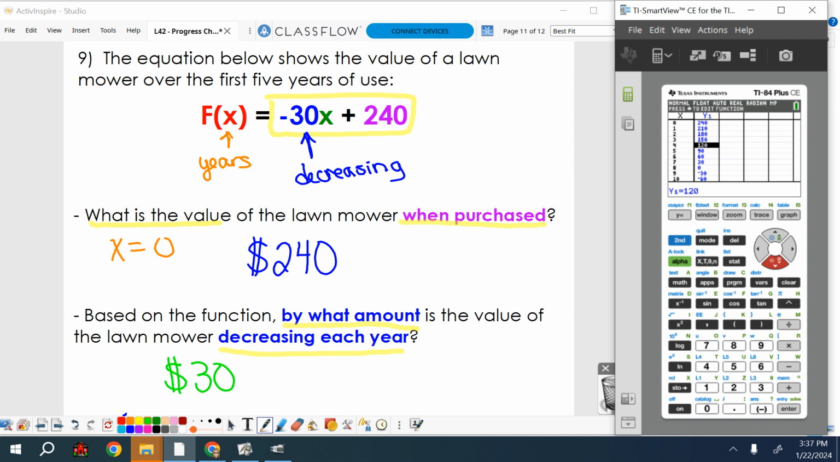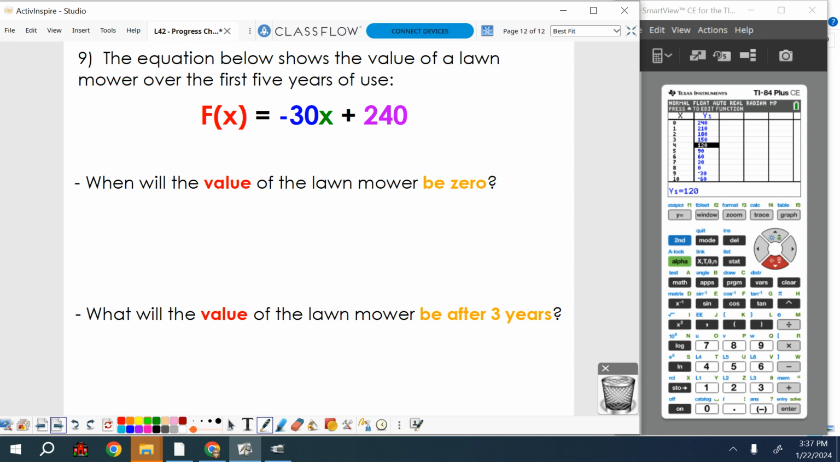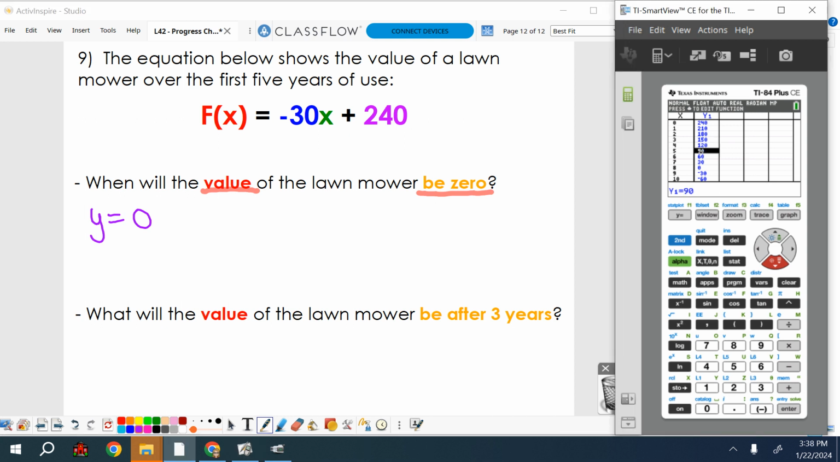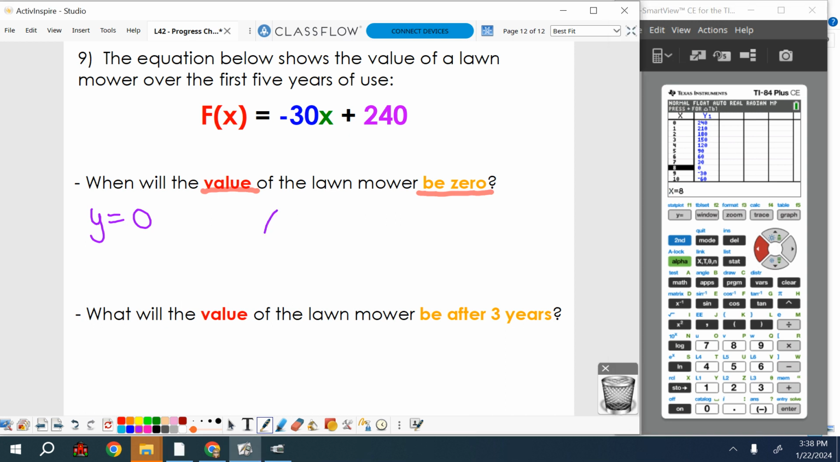Okay, let's look at the next two questions here. When will the value of the lawnmower be 0? So this time we want the value of the lawnmower to be 0. So what we're looking for to answer this question is when my y value equals 0. And when my y value is 0, if I look at x, that will tell me how many years it takes. And in this case, it takes 8 years. It takes 8 years until the value of the lawnmower is 0.